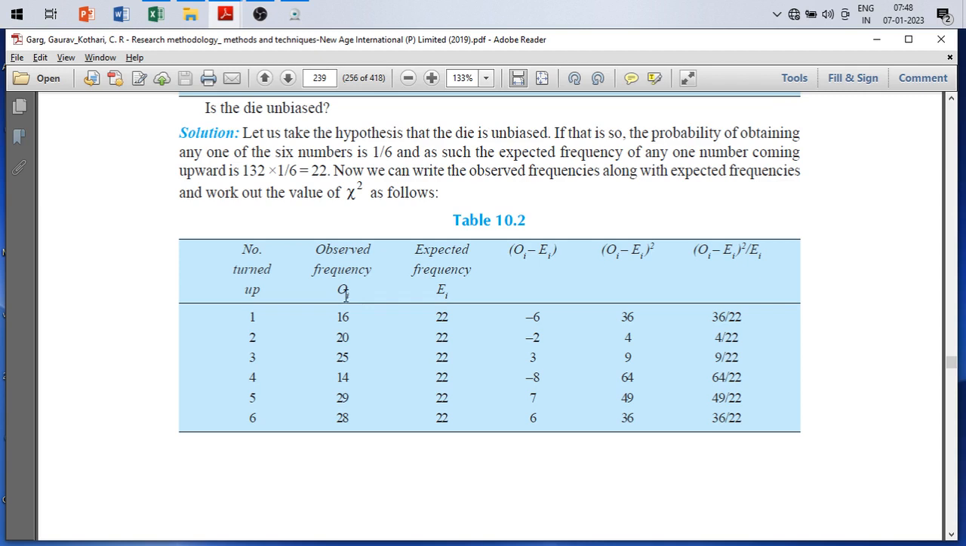So we have the observed frequency and the expected frequency. We can compute observed minus expected, then the square of that, divide each of these by the respective expected frequency, and then add these. That will give us the chi-square statistic.